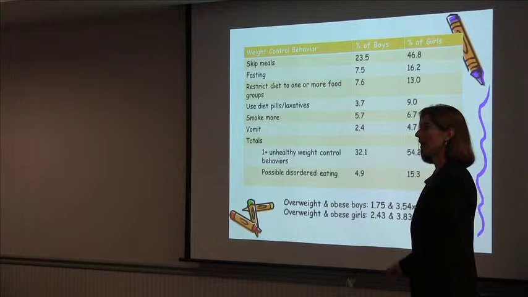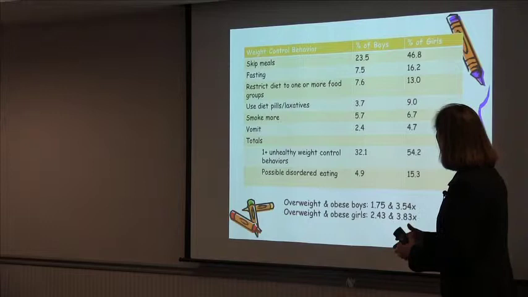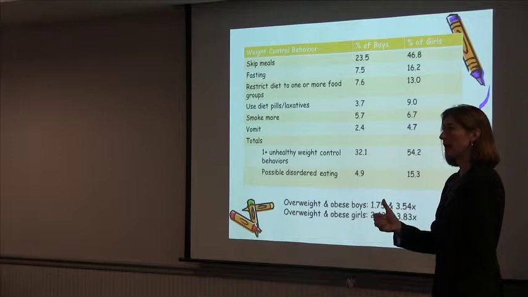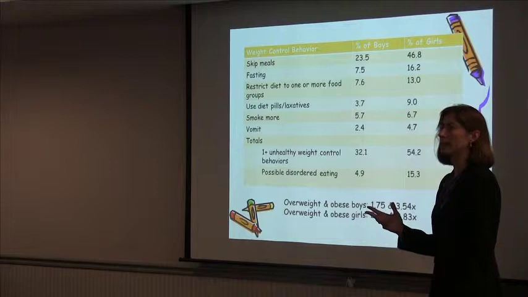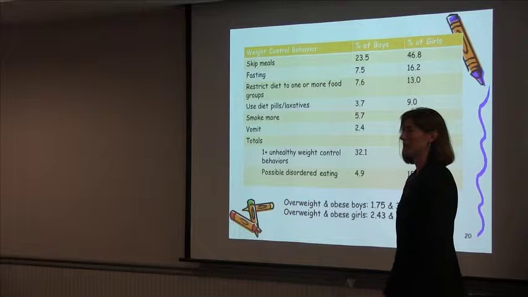So you see that confluence of disordered eating and obesity coming together. Possible disordered eating was defined as you had to endorse body dissatisfaction coupled with either vomiting, laxatives, or fasting. And so that applied to almost 5% of the boys and 15% of the girls. So those numbers were really concerning.